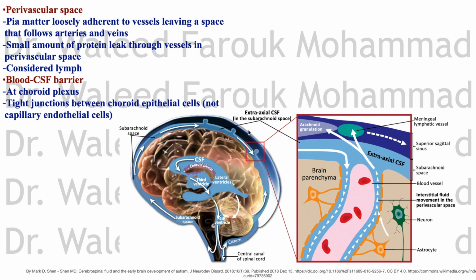Now, a blood-CSF barrier exists. Don't confuse it with the blood-brain barrier. It is between blood and CSF, and it's present at the choroid plexus. It's logical: tight junctions between the choroid epithelial cells and not the capillary endothelial cells. It's between the choroid epithelial cells.